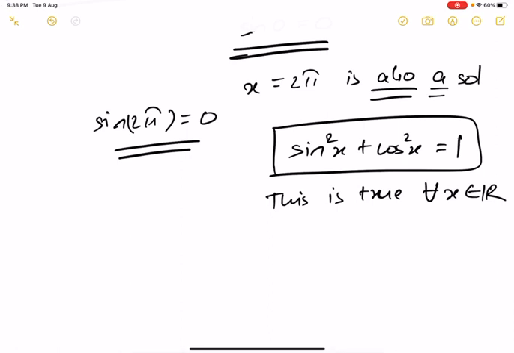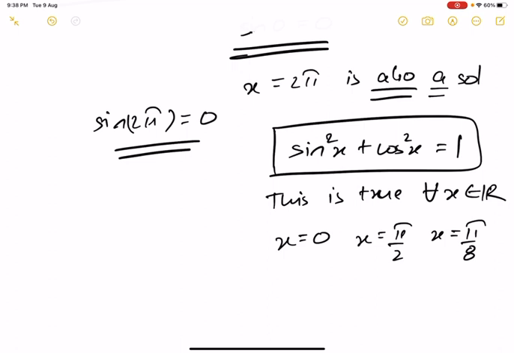You can take x is equals to 0. You can take x is equals to pi by 2. You can take x is equals to, let's say, pi by 8. Because sine square plus cos square is equals to 1, this is a equation that holds for all the angles. It is equation that comes because of Pythagoras theorem, right? That is how you prove this theorem, right? Sine square theta plus cos square theta is equals to 1.